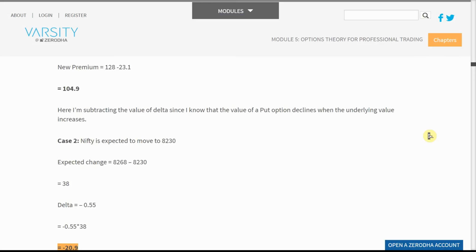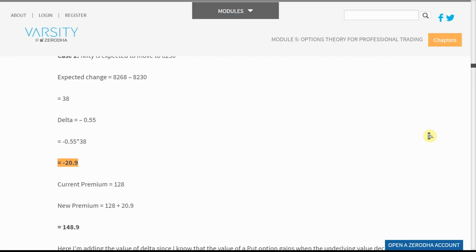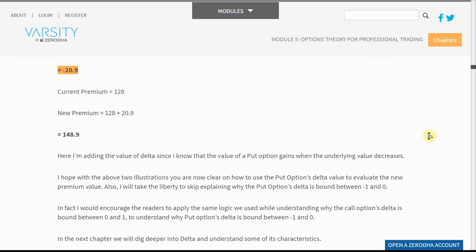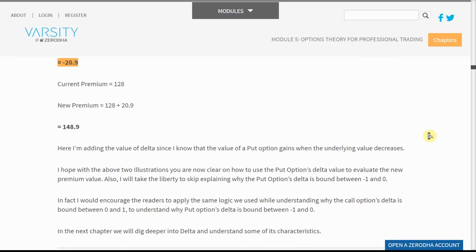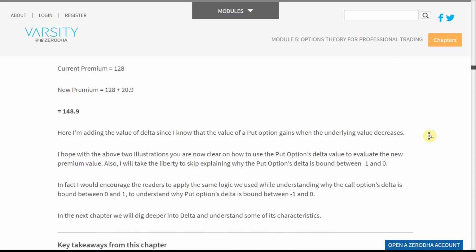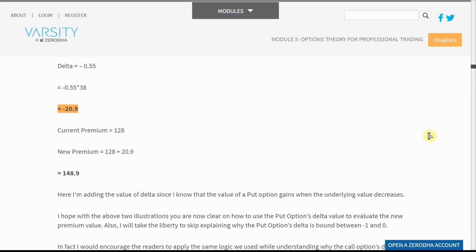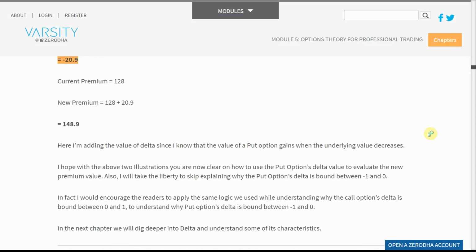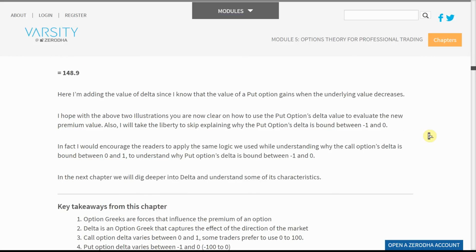Case 2. Nifty is expected to move to 8,230. Expected change equals 8268 minus 8230, equals 38. Delta equals minus 0.55. So the change equals minus 0.55 asterisk 38, equals minus 20.9. Current premium equals 128. New premium equals 128 plus 20.9, equals 148.9. Here I'm adding the value of delta since I know that the value of a put option gains when the underlying value decreases.